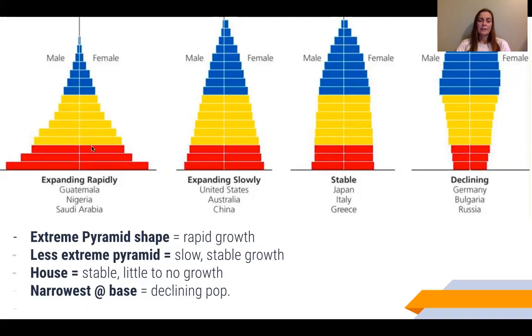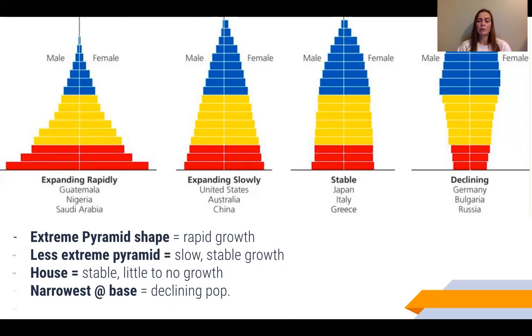So we can see that these often correlate with the development level of the countries. Very often, and we'll talk about demographic transition in the next couple of days, countries that are considered developing countries are usually in this cohort of expanding rapidly. Populations are expanding very rapidly. So those would be places like Guatemala, Nigeria, Saudi Arabia, Mexico.